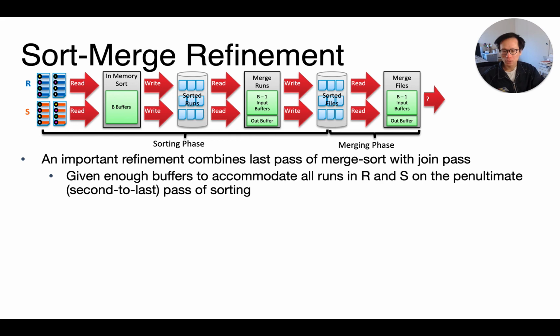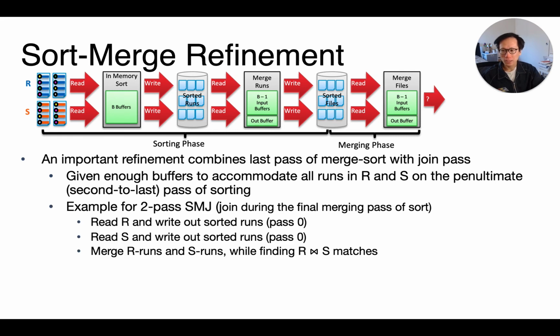To do this, we need to have enough buffers in memory to store one page from each run of S and R on the second to last pass of sorting. Here's how it goes. In pass 0 of R, we are going to read R and write out the sorted runs to the disk as usual. For pass 0 of S, we are going to read S and write out to the disk as usual as well. Now, in the final merging pass of R and S, let's say it's pass 1, we are going to merge the R runs and the S runs in memory.